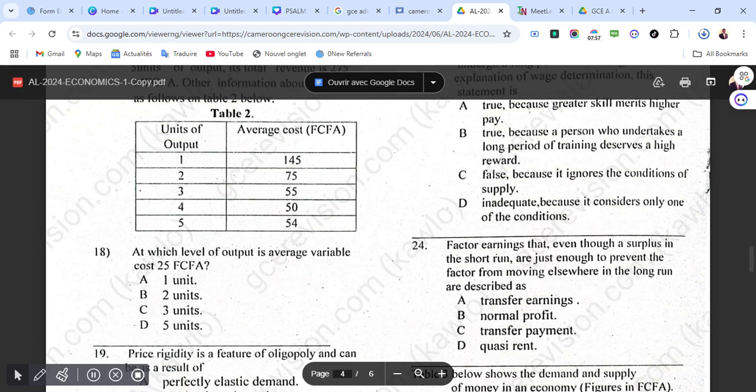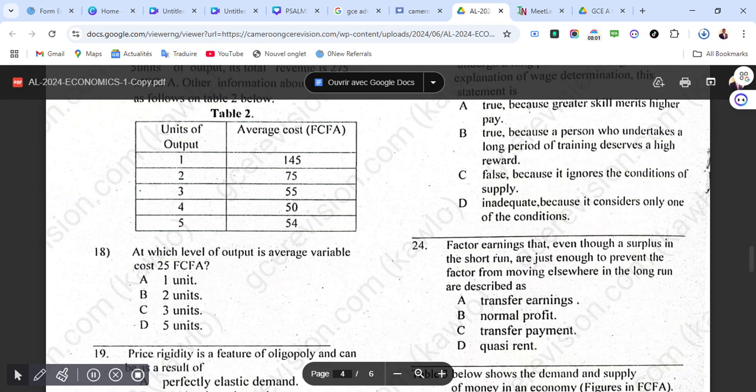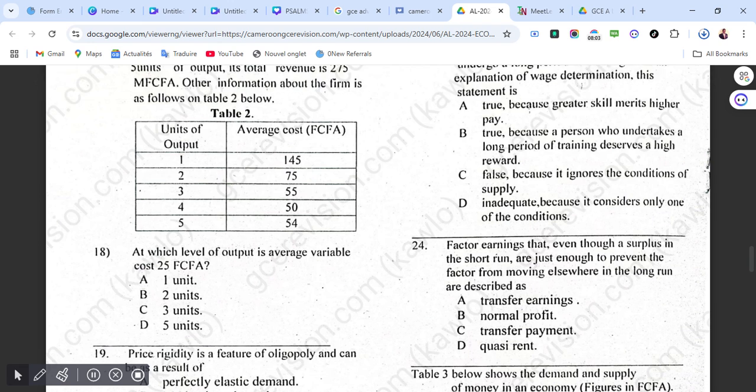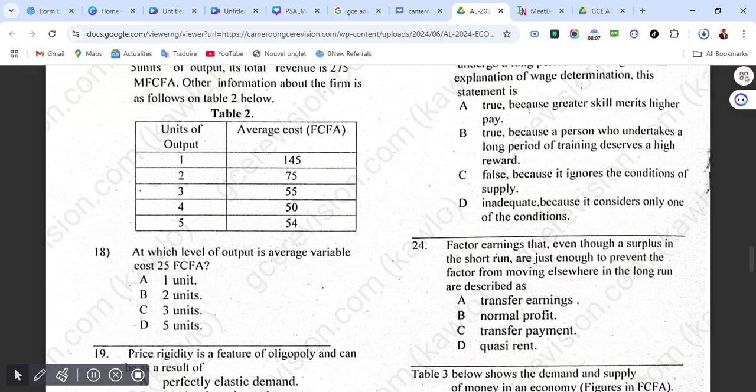At which level of output is average variable cost 25 francs? The correct answer for 18 is C, which is 3 units. So it's at 3 units here that average variable cost is 25 francs.